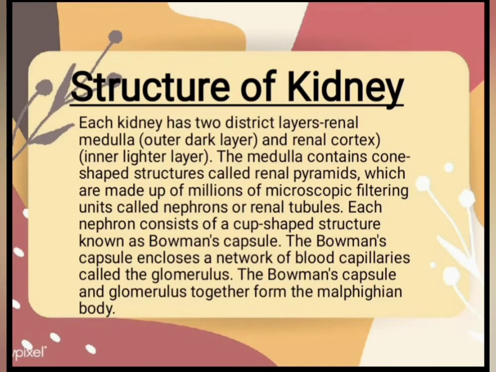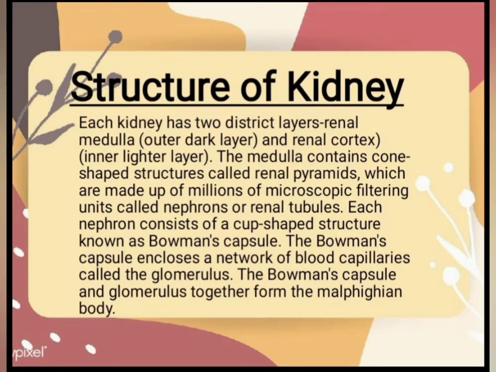Each kidney has two distinct layers, the renal medulla and renal cortex. Renal medulla is the outer darker layer and renal cortex is the inner lighter layer. As you can see in the picture, the renal medulla contains cone-shaped structure which is known as renal pyramids. And these renal pyramids are made up of millions of microscopic filtering units which are known as nephrons.